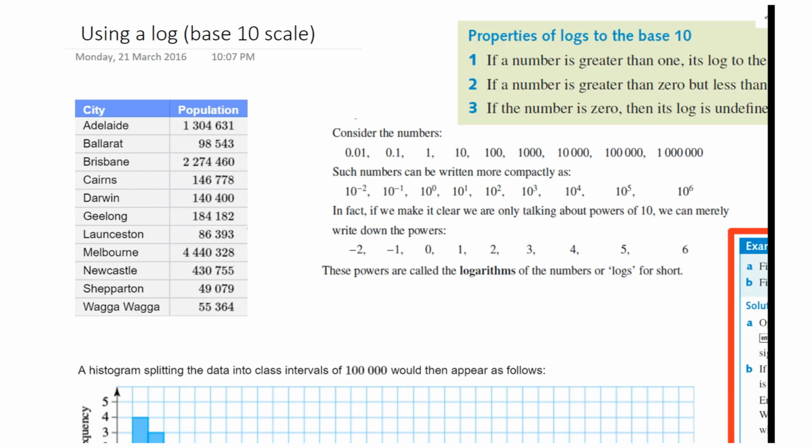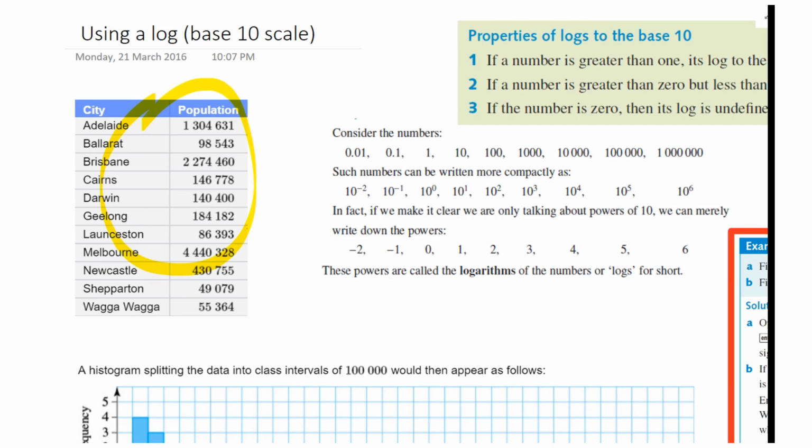So in this video, we're going to be looking at histograms where we use a log base 10 scale. And we'll give you a reason why and how to do it. So for example, here's some data. When I say here's some data, I do mean here's some data that has a whole bunch of populations.